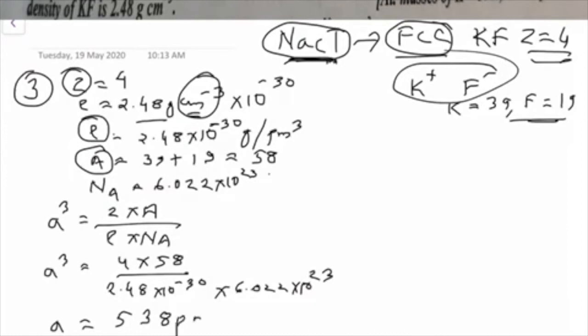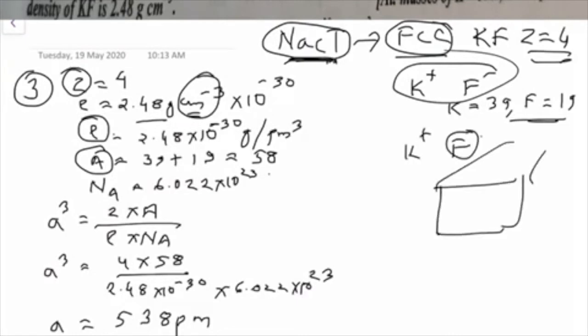Alright, now if this is 538 picometer, the question is asking what is the distance between potassium ion and fluoride ion. To find this, if this is the edge length, supposing this is the unit cell, and these are potassium ions at the edge, then if you are asked to find edge length a, that is your 538 picometer.